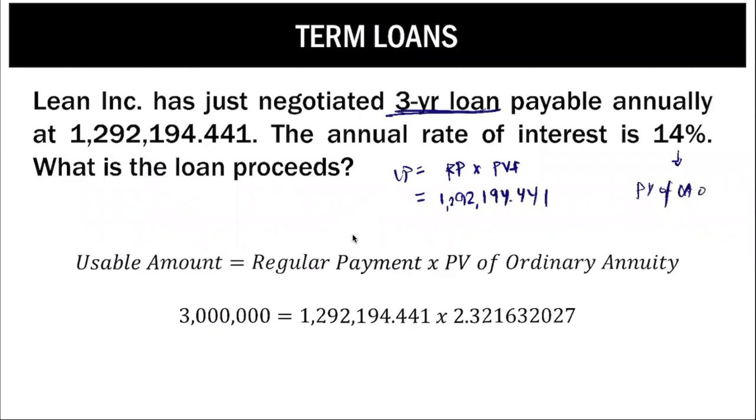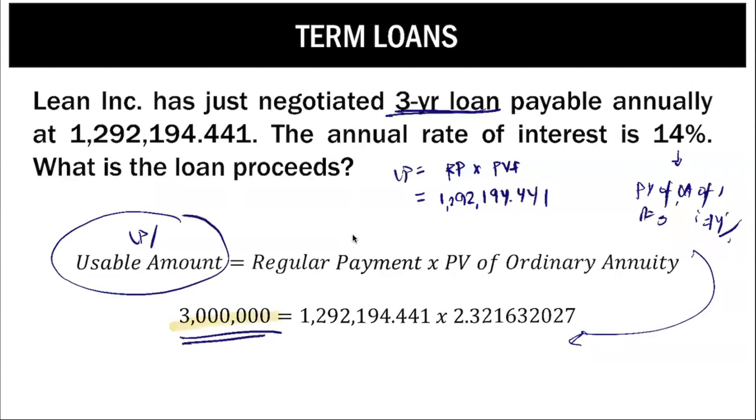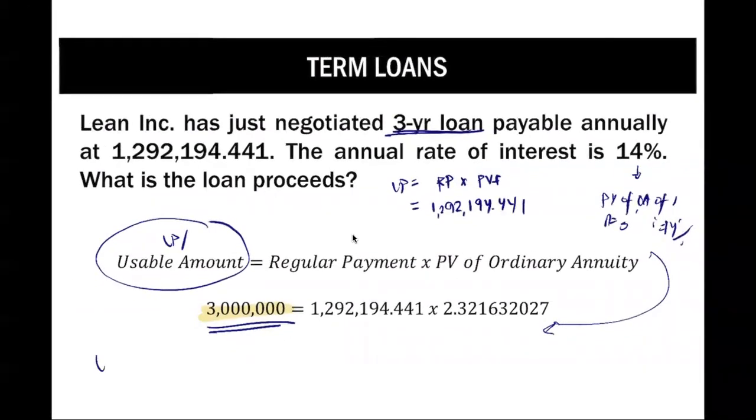So we use PV of ordinary annuity of 1, n is equal to 3, i is equal to 14%. So that present value factor is 2.321632027 times 1,292,194.441. Our loan proceeds, or also known as usable amount, is equal to 3 million pesos. So this is quite easy. Again, loan proceeds or usable amount is equal to your regular payment multiplied by your present value factor. And if you want to know your regular payment, that is equal to your loan proceeds or usable amount divided by your present value factor.